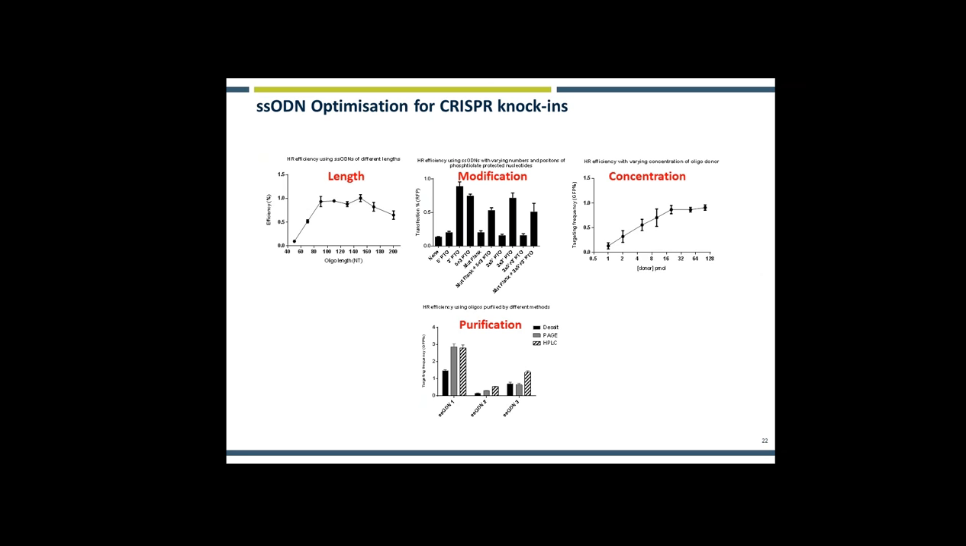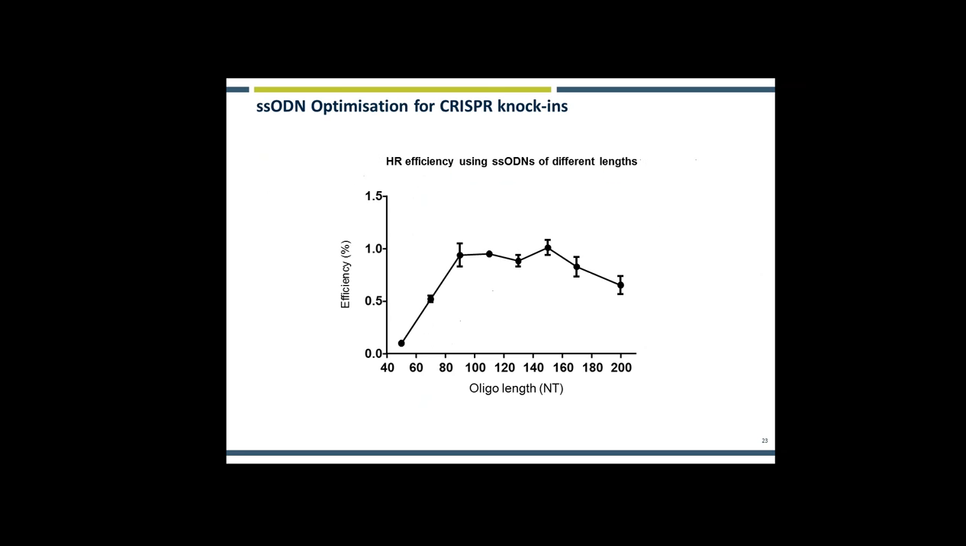And so in this manner, we've been able to optimize our design parameters around single-stranded oligo donor design. We've looked at various variables, including length, modifications, concentration, and purification. I'll just share those results with you now. So, for example, we found that once we extended our donors much beyond 80 to 90 nucleotides, we didn't really observe any appreciable benefit in targeting efficiency.